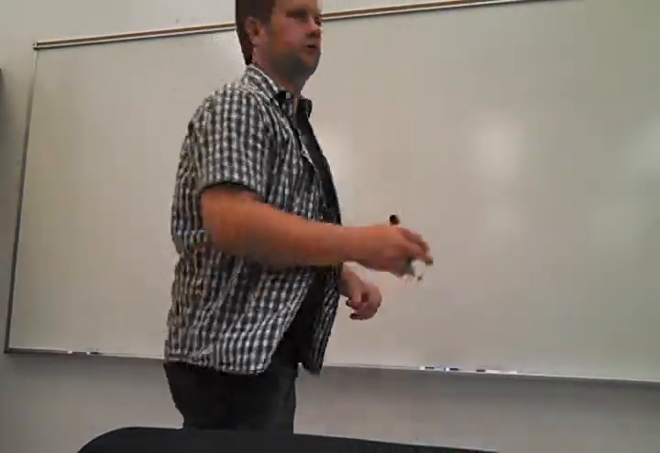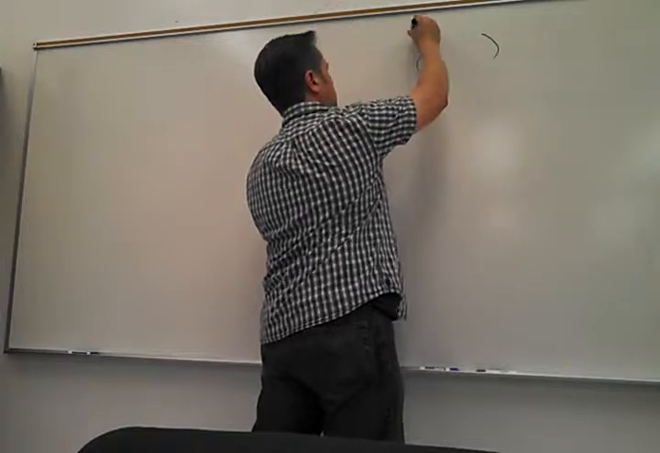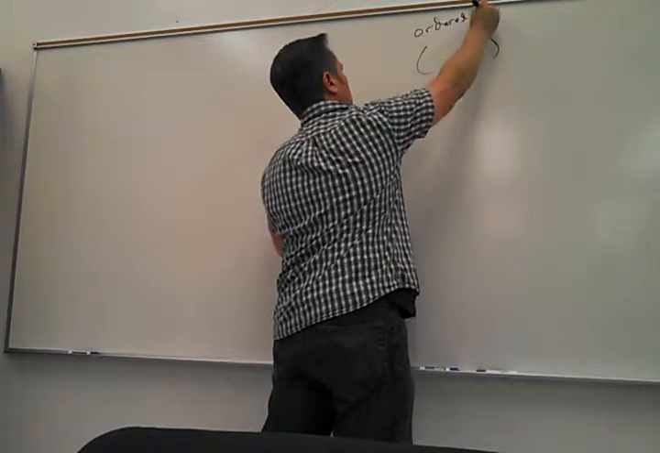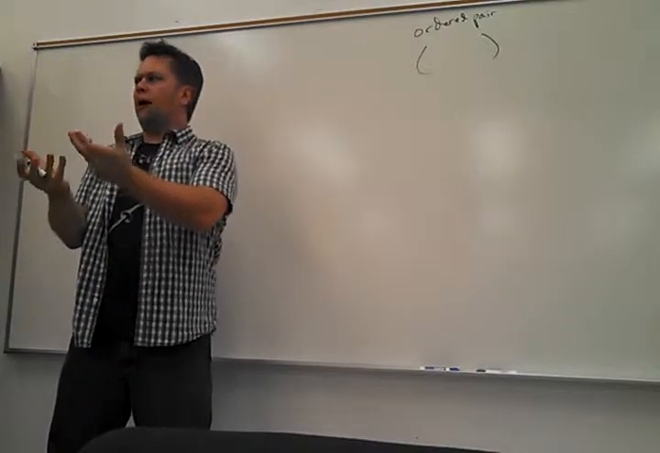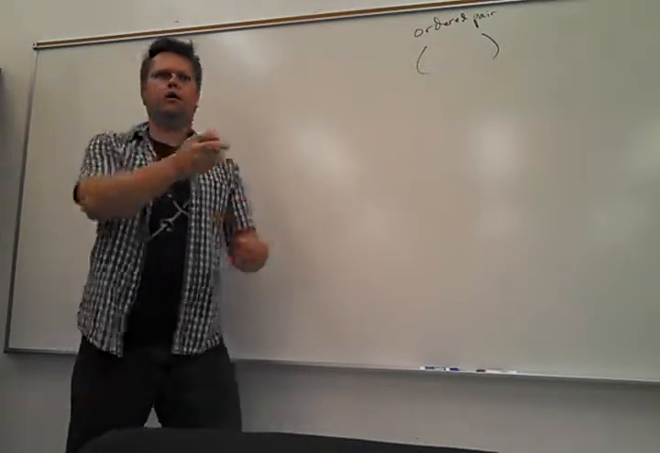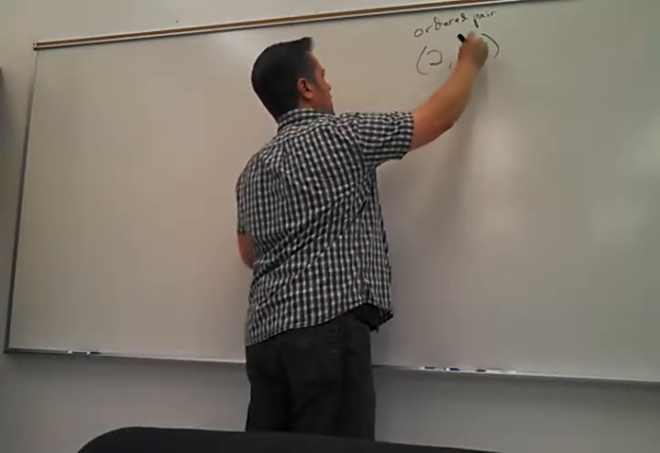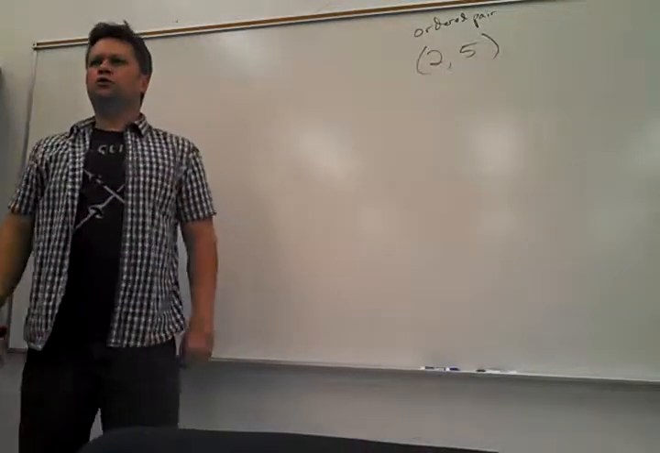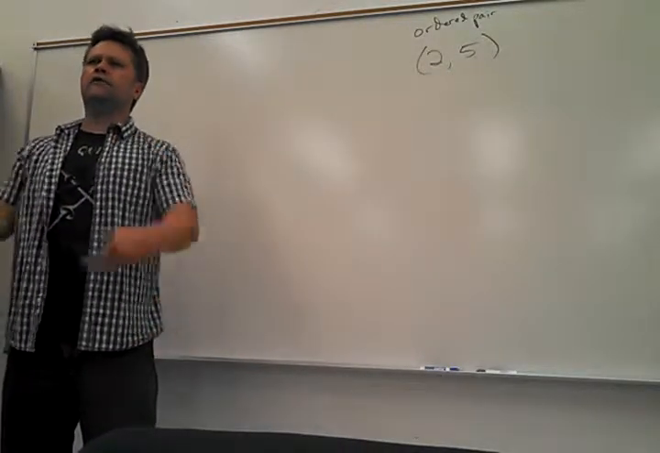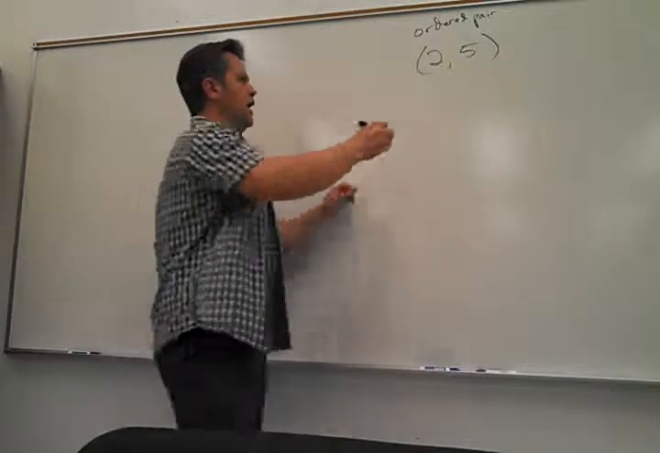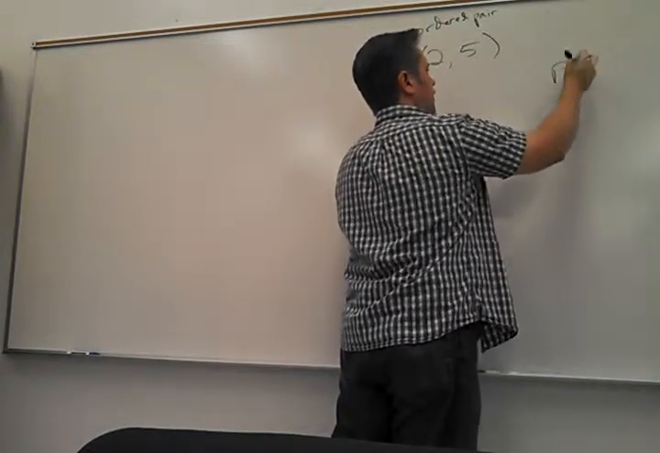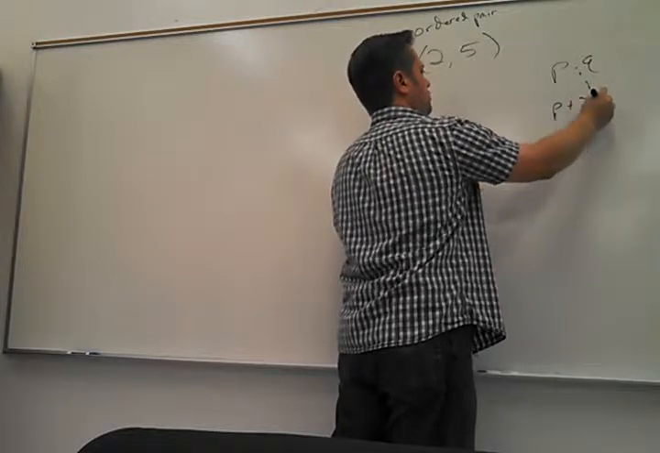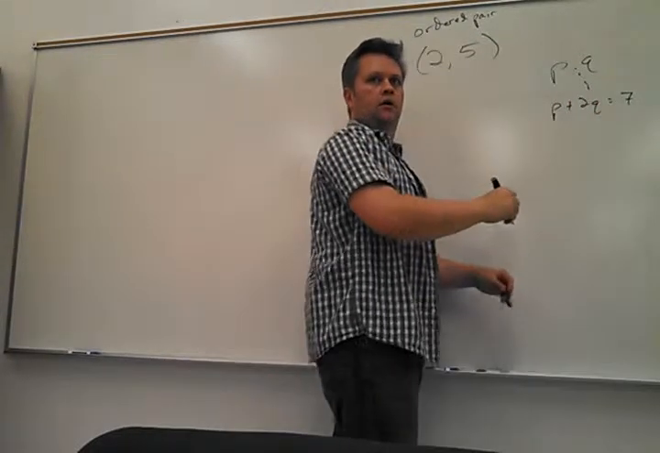So typically, when I give you an ordered pair, okay, it makes sense. It's a pair of numbers, and the order matters. Right? That's why it's called an ordered pair. If I tell you like 2, 5, what does that 2 stand for? X, and the 5 stands for Y. Now, if I have any other variable, let's say P and Q, and I have like P plus 2Q equals 7 or something.